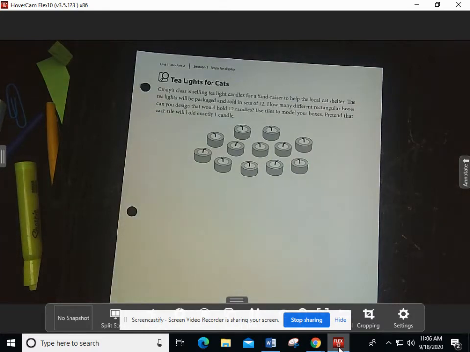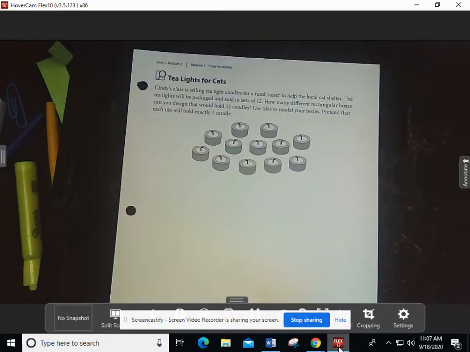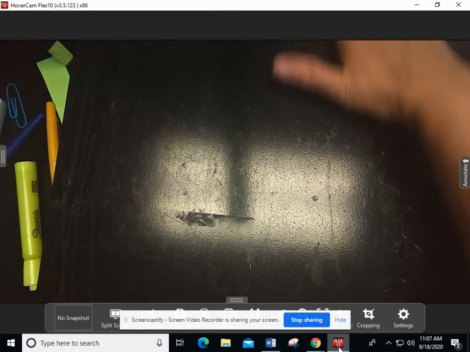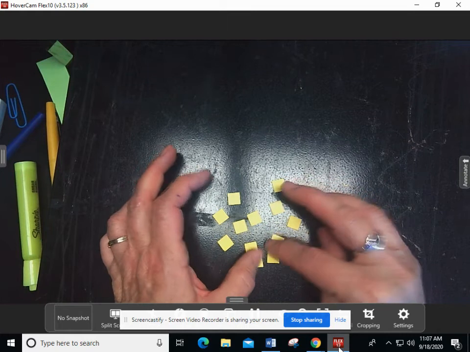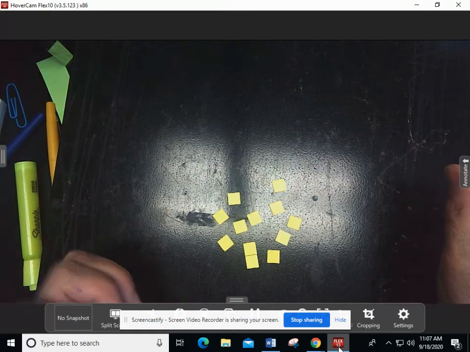Okay, the tea lights will be packaged and sold in sets of 12. How many different rectangular boxes can you design that would hold 12 candles? Use the tiles to model your boxes and pretend that each tile will hold exactly one candle. What I mean is that we're going to use our squares that represent our candles. I'll tell you when you can use them.